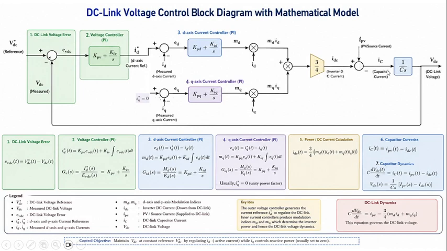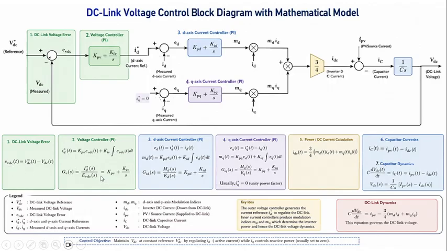IDC minus IPV is IC, the capacitor current. IPV is the DC side current, IDC is the AC side current converted to DC. So the difference will give us the capacitor current. So IC by CS will give us VDC. Actually, C dVc by dt is equal to I. Based on that, we will obtain this expression. Then we will get the DC link voltage, which is given as feedback to the summing point. Okay. So this is the overall DC link voltage control and current control of a grid-connected PV system.